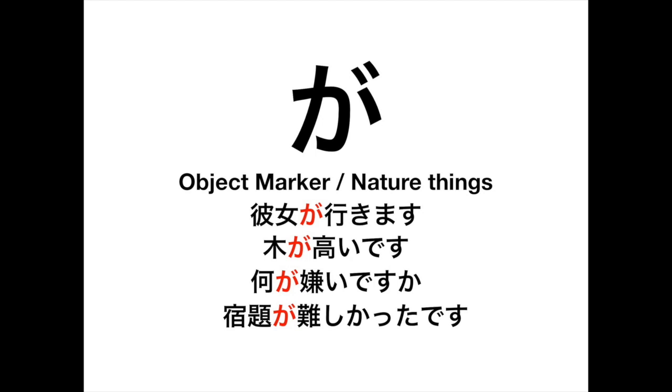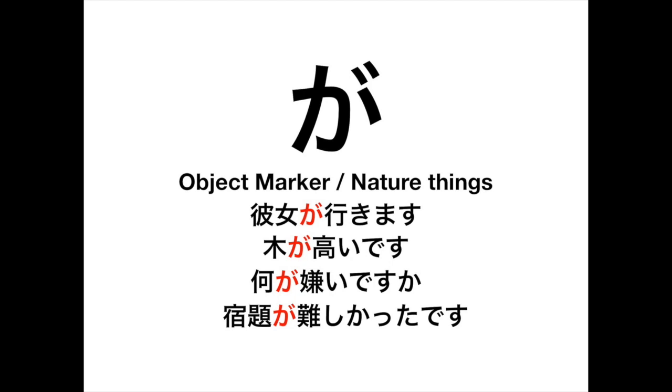She is the object which is going, so we say ga. The next one is ki ga takai desu, which is the tree is tall. And so the object that is tall is the tree, so we say ga.